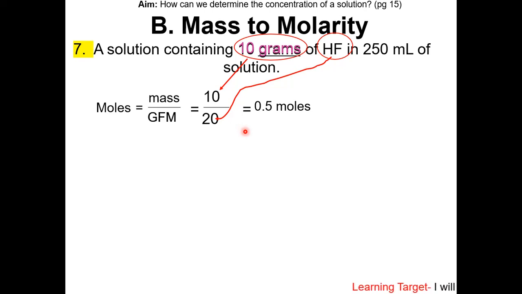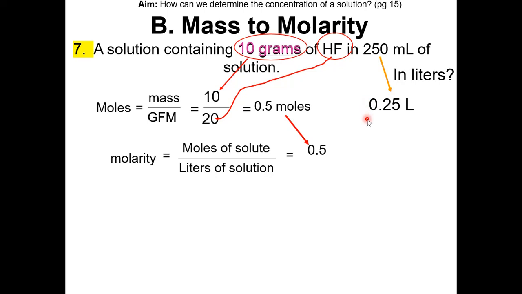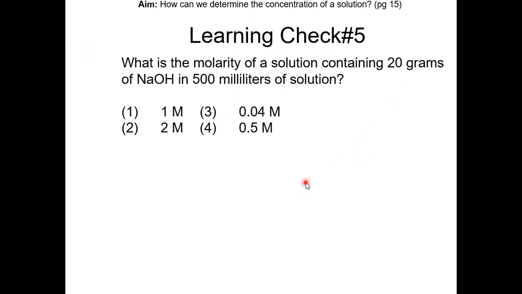Next, we plug into the molarity equation, which is moles of solute over liters of solution. We know we have 0.5 moles. To get the liters of solution, we have to convert 250 milliliters into liters, which is 0.25 liters. We plug into the equation. 0.5 over 0.25 gives us 2 molar.